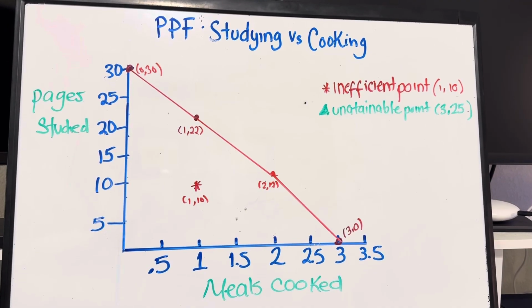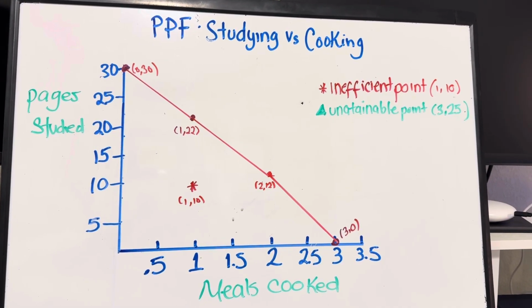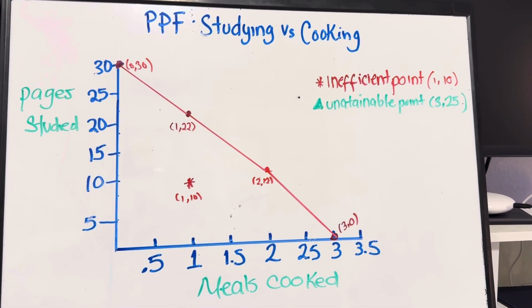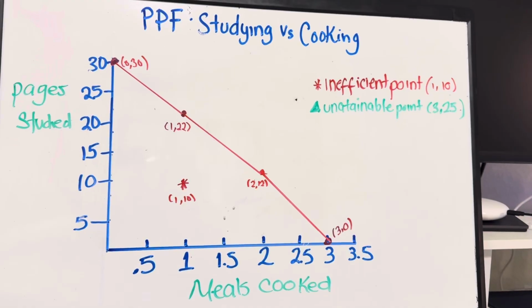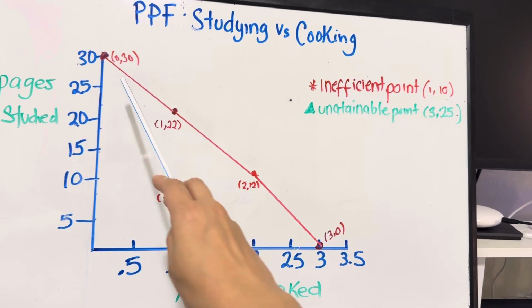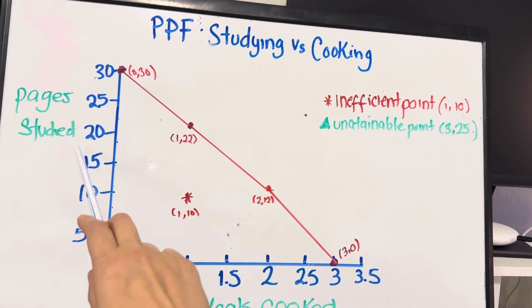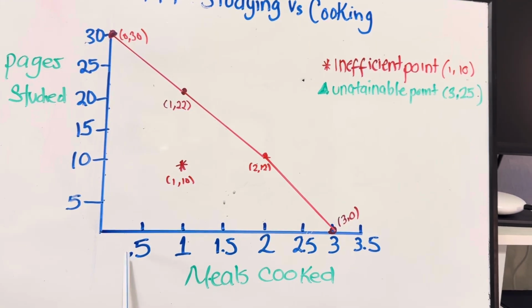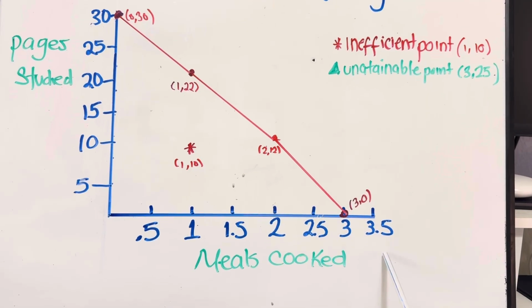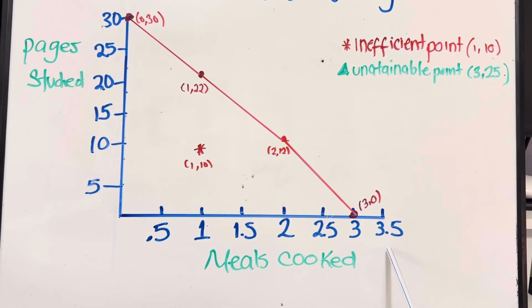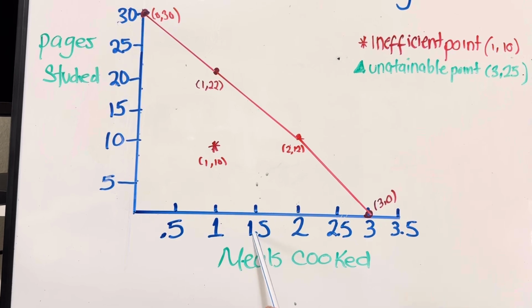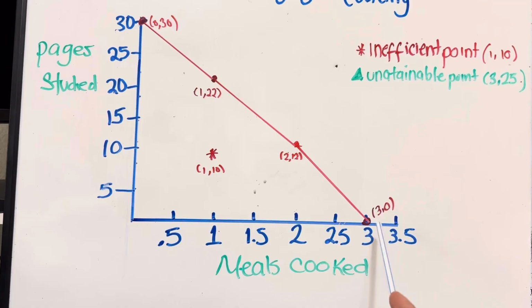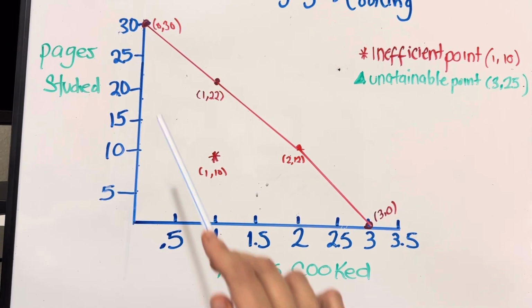On this occasion, I chose two activities that I do every day, which are studying and cooking. Can you see here? I have different points. This is the pages I can study in 60 minutes. This is the meals I can prepare in the same amount of time, in 60 minutes. One meal, one and a half, and so on. So I just picked 4 points in the graphic.